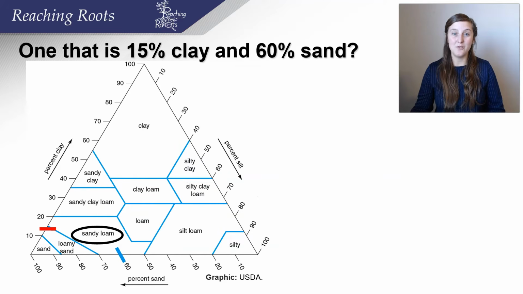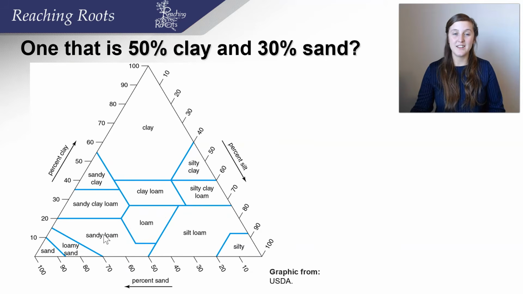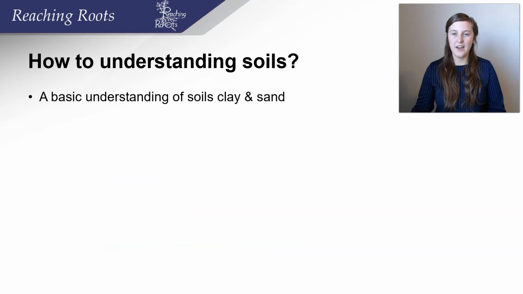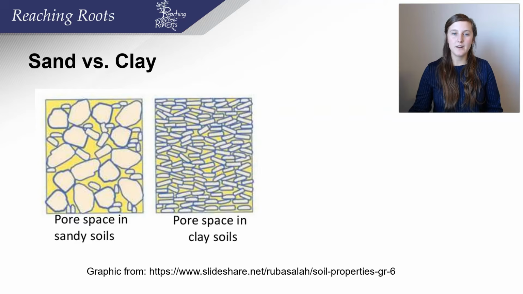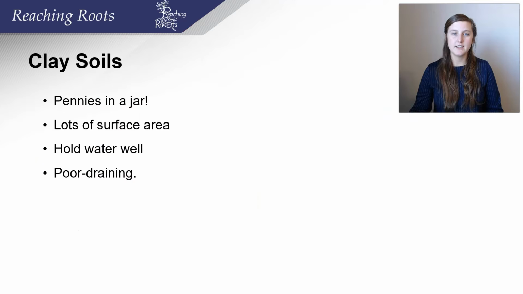Now that you've done them, did you find that the second one was sandy loam? I hope so. And the third one, did you find that it is clayey soil? That's correct. Now that we know how to determine what type of soil we have using the soil triangle, we're going to get a basic understanding of soils by understanding the basic properties of clay and sand. Remember, the particle sizes of sand and clay are very different. Clay soils are like pennies in a jar. They have lots of surface area because they're very small and there are many particles. They hold water very well because it takes a long time for the water to get through that train. And that causes them to be poor draining.